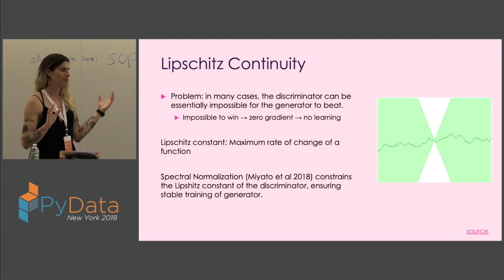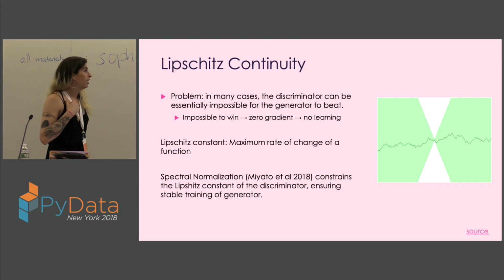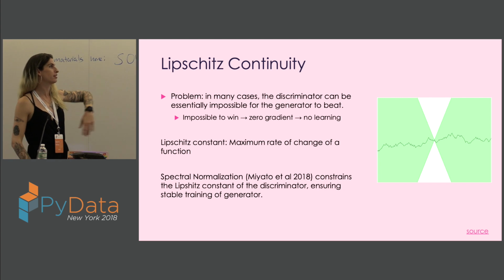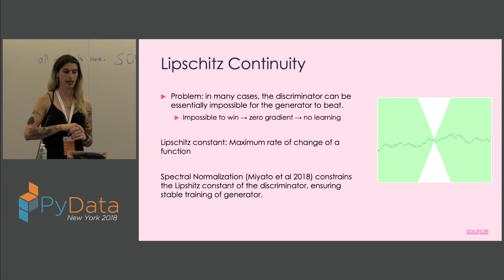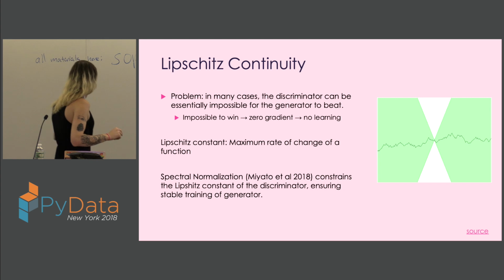It's an annoyingly complex idea, but we can sort of simplify it as understanding. The Lipschitz constant is, if you have a function, the maximum rate of change of the function. So I'm going to use the board.